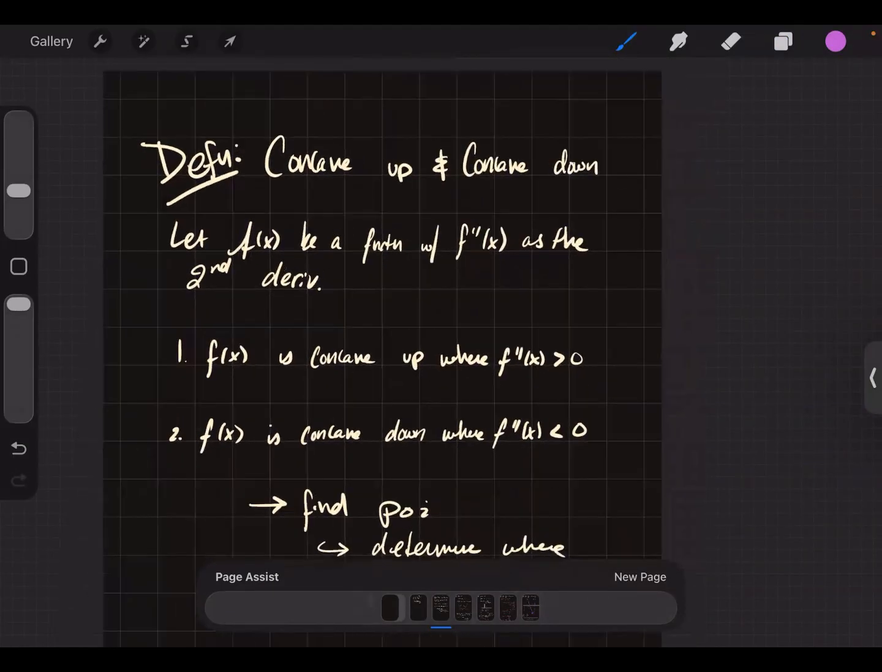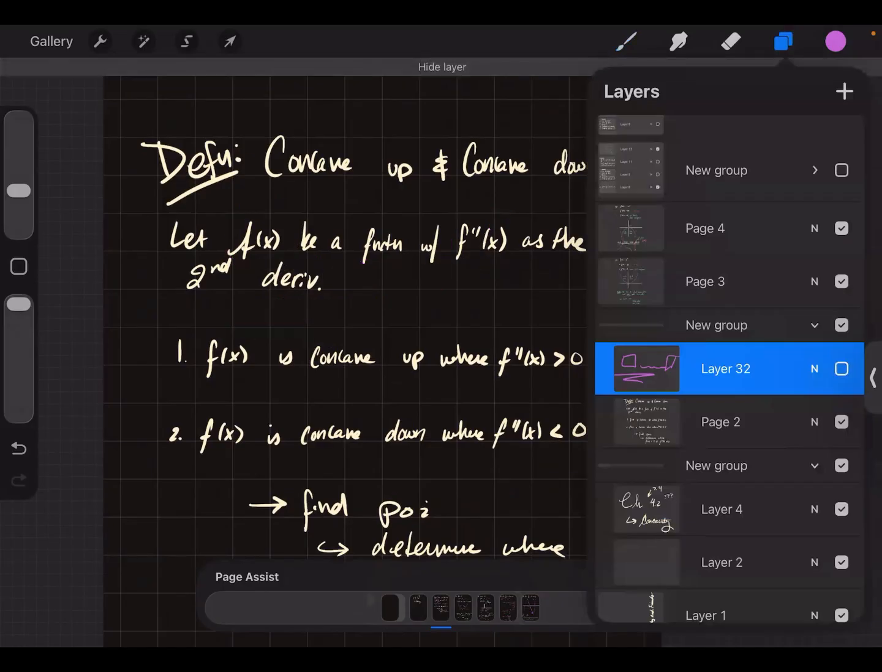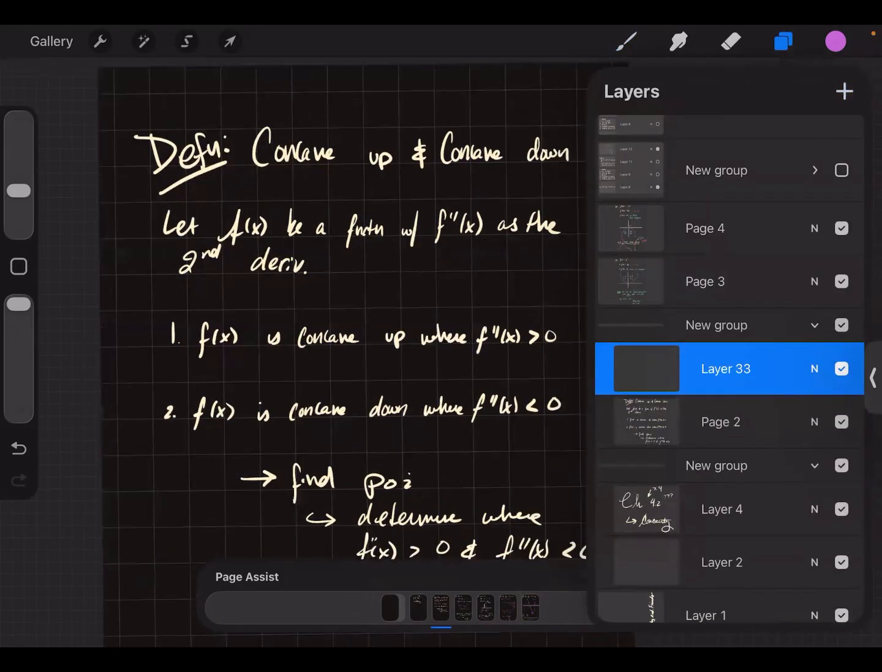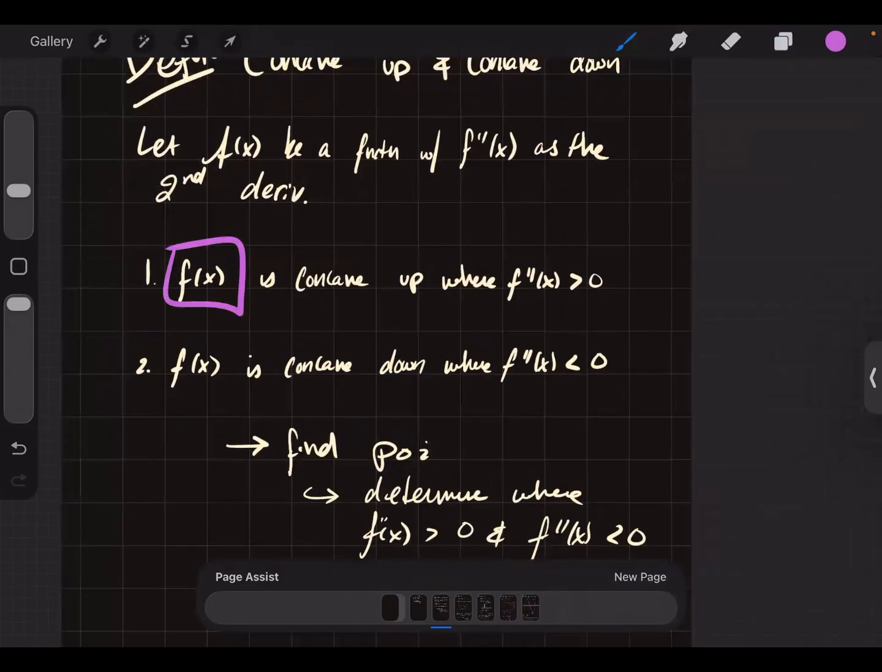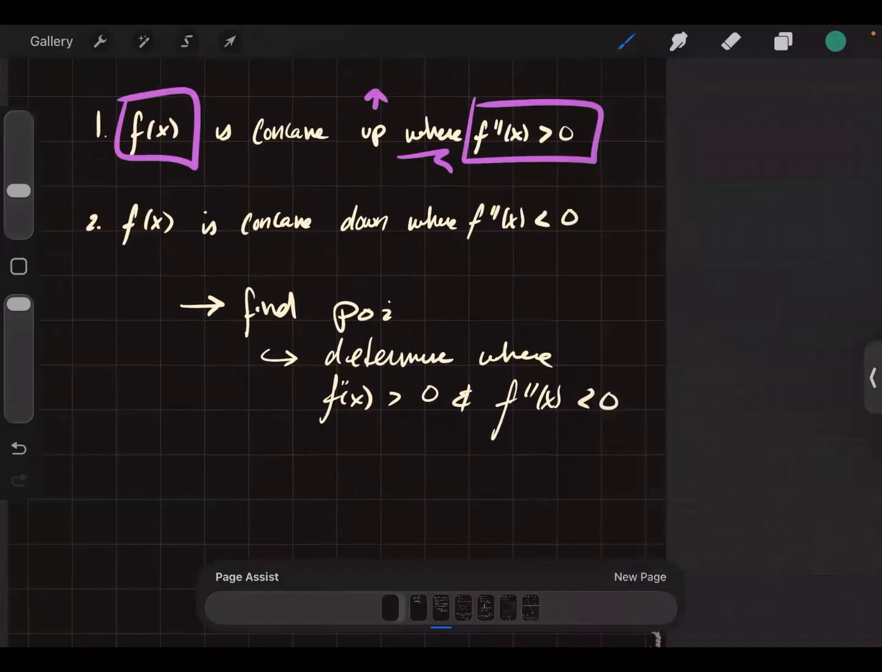So first we'll define concave up and then we'll define concave down. Let f of x be a function where f double prime x is the second derivative of f of x. First, f of x is concave up wherever f double prime is greater than 0. Similarly, f of x is concave down wherever f double prime x is less than 0.